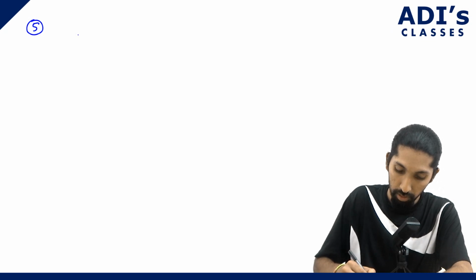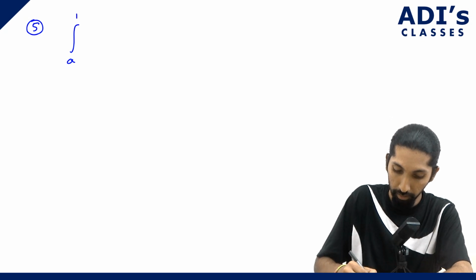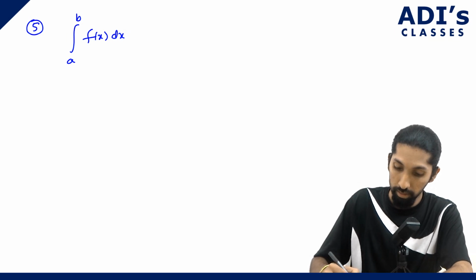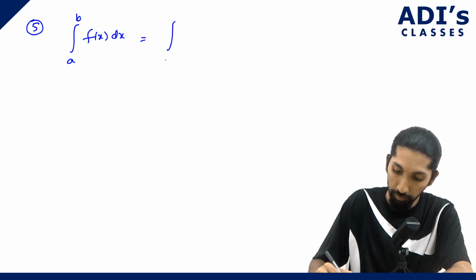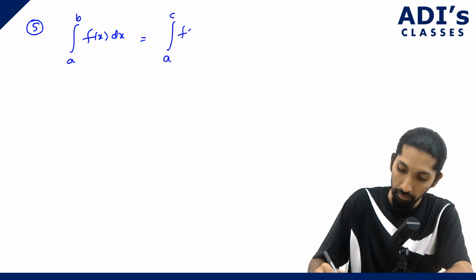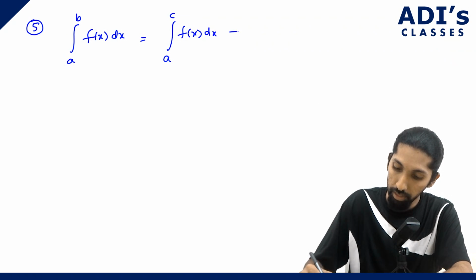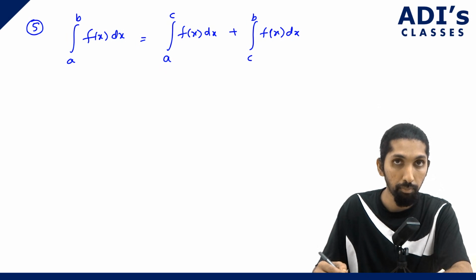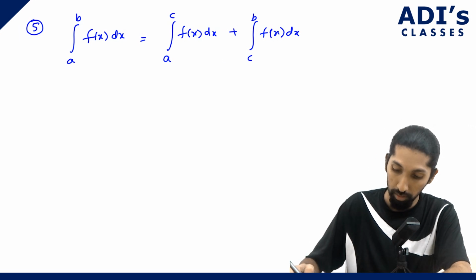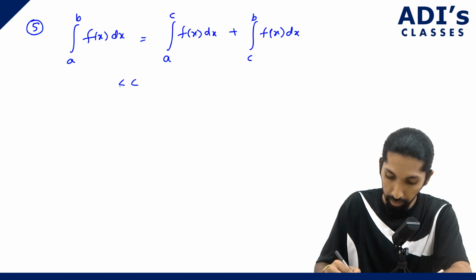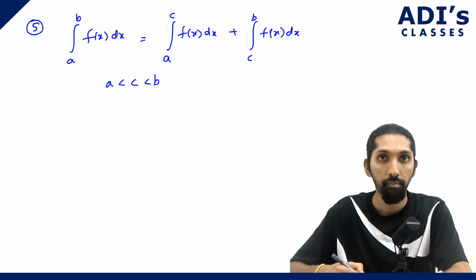See the fifth property that we have. Suppose you have the integral from a to b of f of x dx. Now, this you can split as the integral from a to c of f of x dx plus the integral from c to b of f of x dx. Remember, c is a point between a and b. So that means c is between a and b. This is a very, very important part.